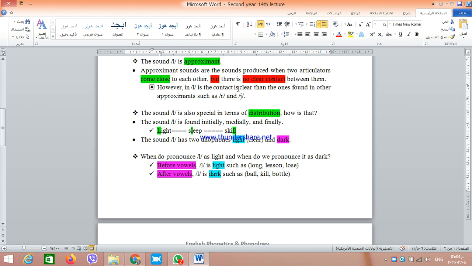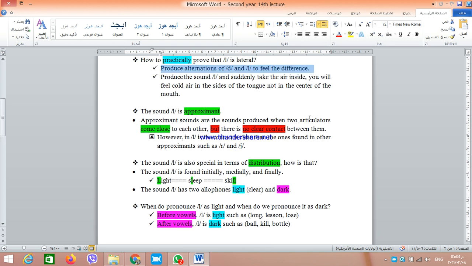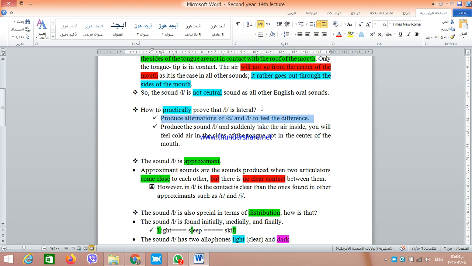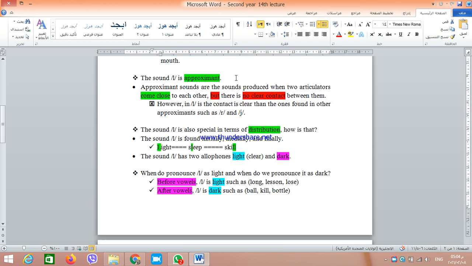In la, we have that approximation between the sides of the tongue and the roof of the mouth, even though the tip of the tongue is in clear contact with the alveolar ridge. So this is called approximant. Why? Because the sides of the tongue approximate the roof of the mouth, but we have no clear contact between them. This is in terms of the pronunciation of the la sound. We said that it is lateral: the air goes out through the sides rather than the center. It's approximant: the sides of the tongue are in approximation but not in contact with the roof of the mouth.